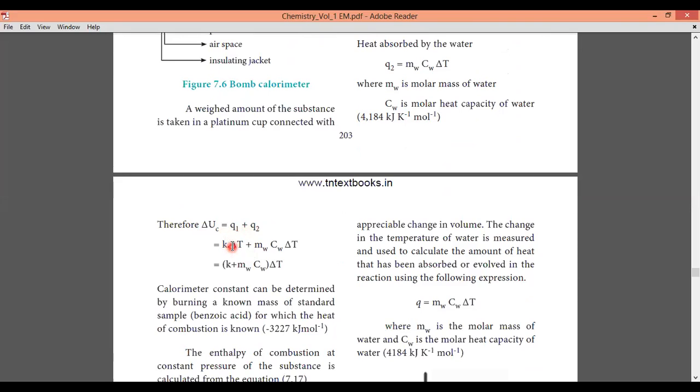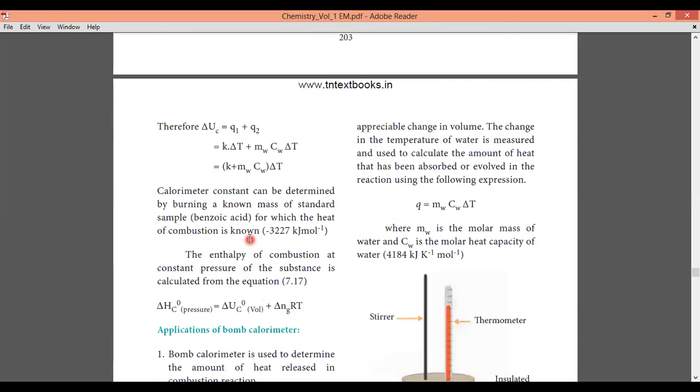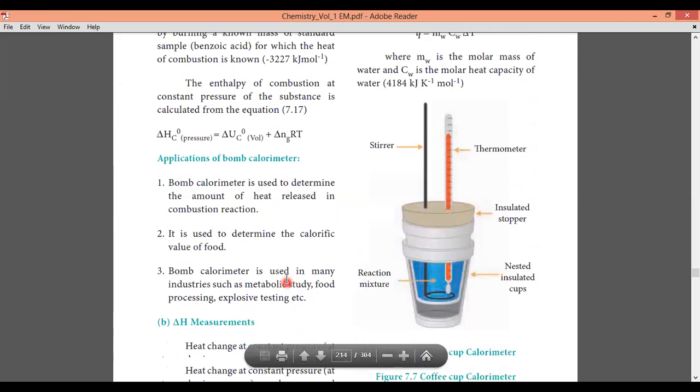So this Q1 means it is simply K into delta T plus MW. Here நம்ம அந்த Q1 value Q2 value இதில் substitute பண்ணுறோம். Substitute பண்ணிட்டு delta T காமனாக இருக்கும், அதனால் அதை வெளியே எடுத்துரும். So K plus MW CW. So now we can finally frame the expression as a delta HC. So delta HC அப்படின்றது it refers to the standard enthalpy using the calorimeter. Calculated from the calorimeter for constant pressure. Again for constant volume, delta n g RT, the number of moles. The change will be 10 moles.